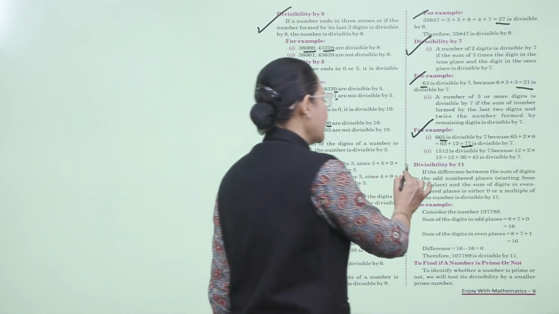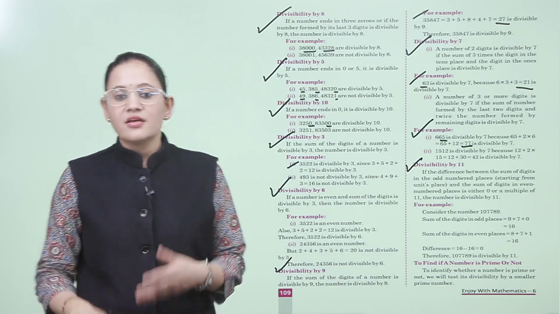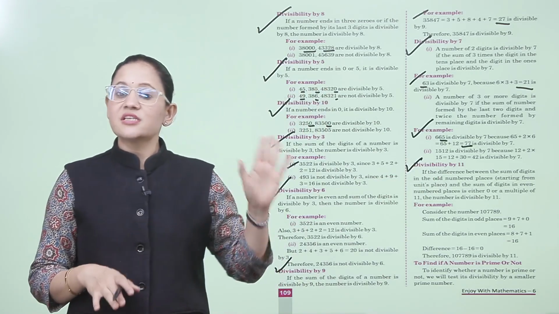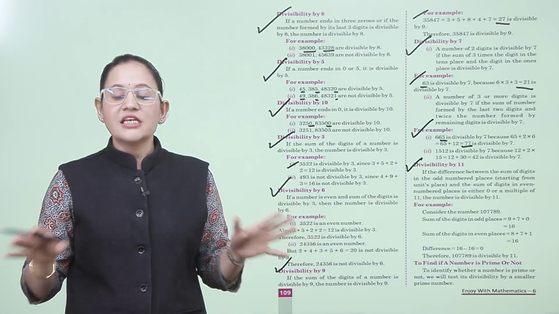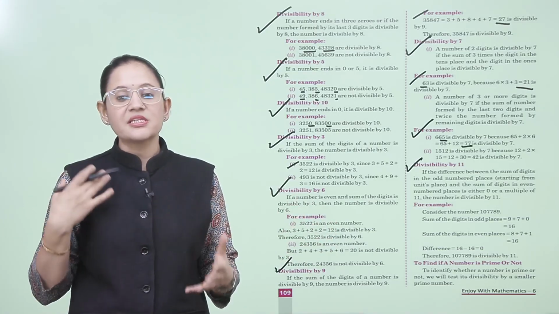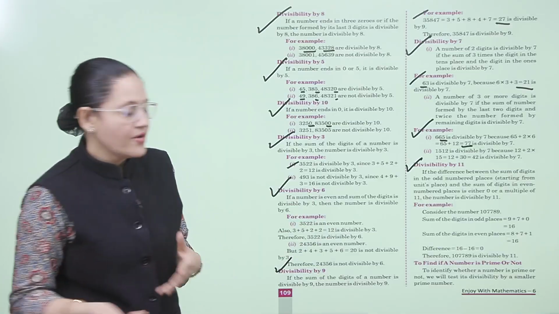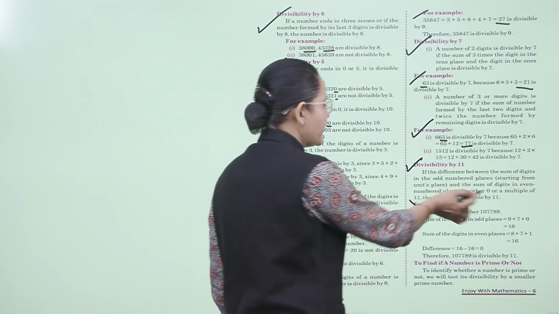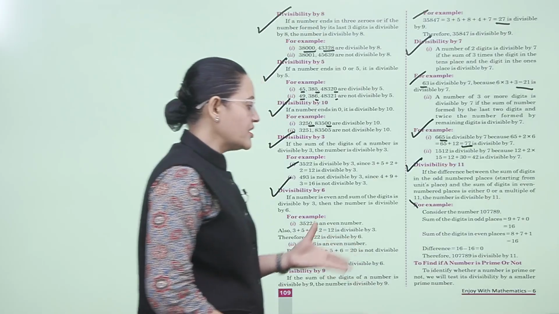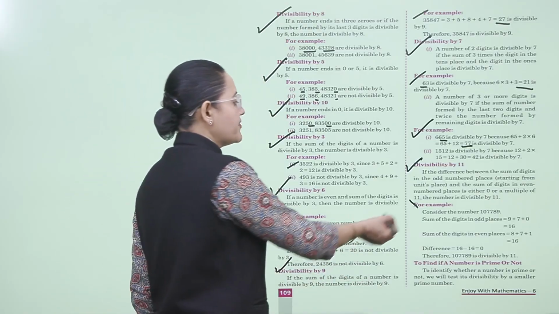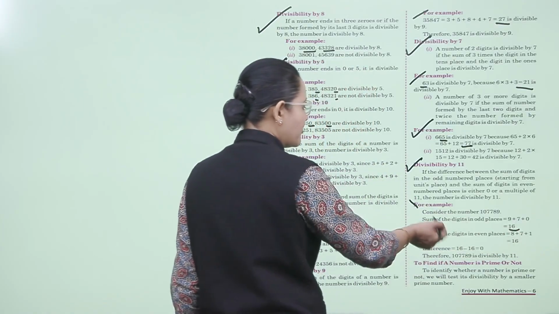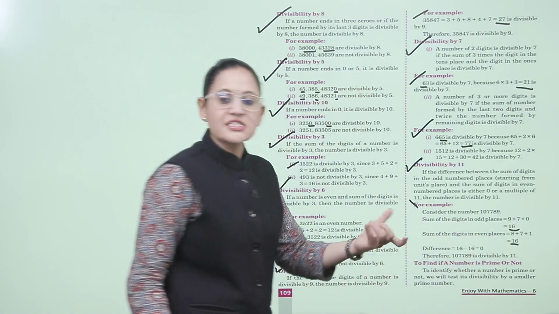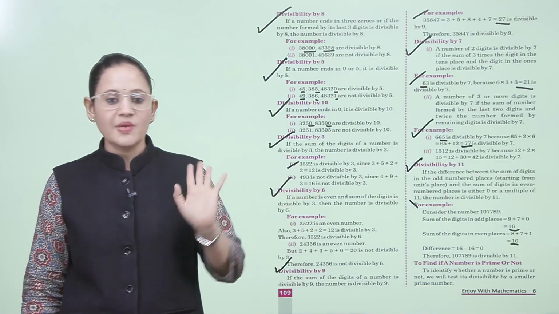Next is divisibility by 11. If the difference between the sum of digits at odd places and the sum of digits at even places is either 0 or a multiple of 11, that means the given number is divisible by 11. For example, consider this number. First we will take the sum of the digits at odd places, that is 9 plus 7 plus 0, 16, and the sum of digits at even places, that is 16. The difference is 0, which means the given number is divisible by 11.